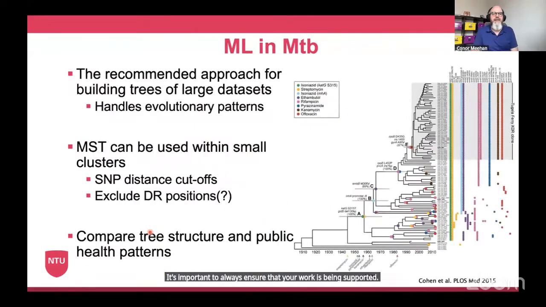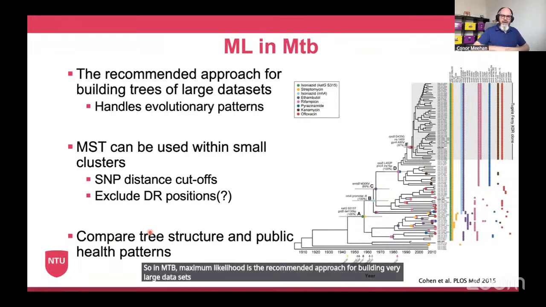So in MTB, maximum likelihood is the recommended approach for building very large data sets. How we would normally go about it is we're going to take all of our data that we're working on and build a maximum likelihood phylogeny from that. And then from that, we're going to pick subclusters, which might be our transmission clusters. Maybe we're doing a 5 SNP cutoff or something like that. And within them, we could do minimum spanning trees, MSTs, to then try to figure out order of relationships or whether it's kind of more of a network of interactions, more so than just this binary structure. We would often exclude drug resistance positions when we're doing these SNP cutoffs.